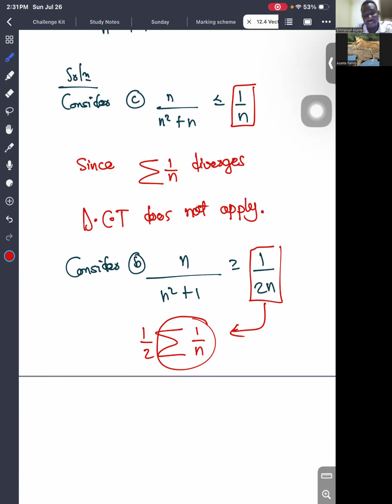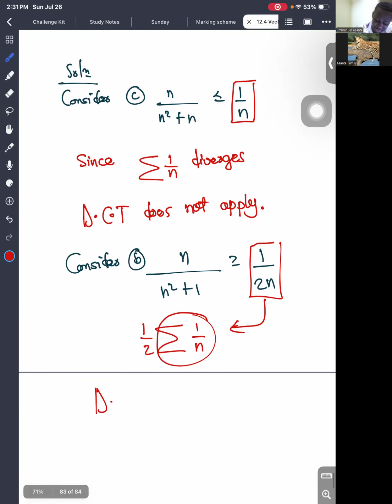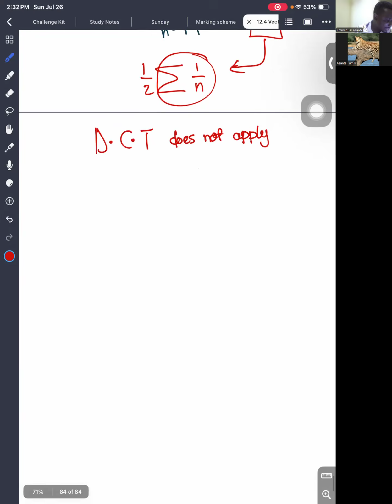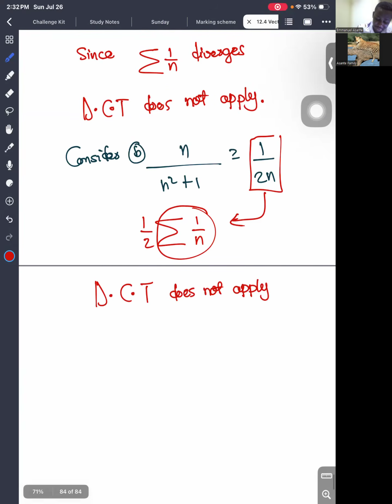If you have a familiar series that diverges, in order to make a conclusion about some arbitrary series, the sequence of that series must be greater than your familiar sequence. Okay. So again, DCT does not apply. Okay. So now, how about A?